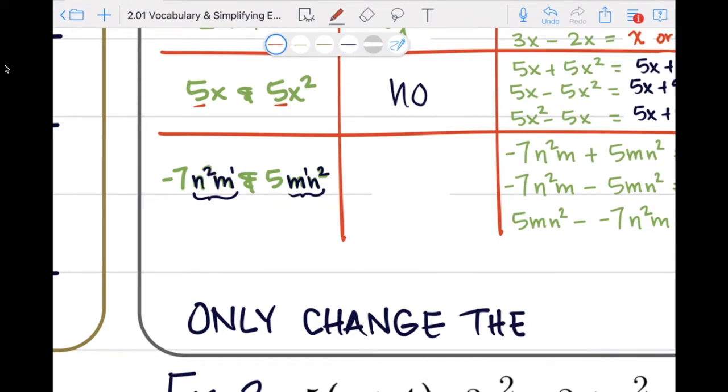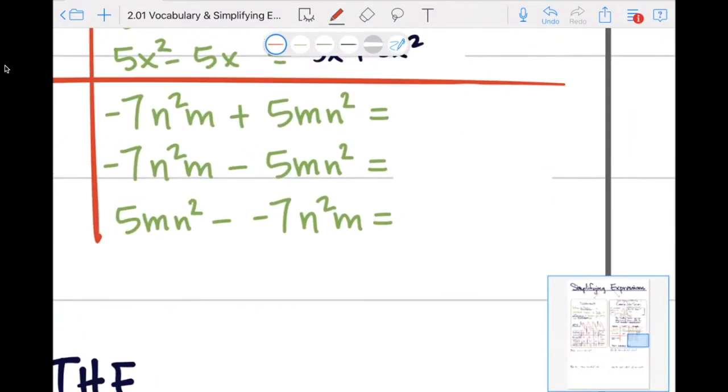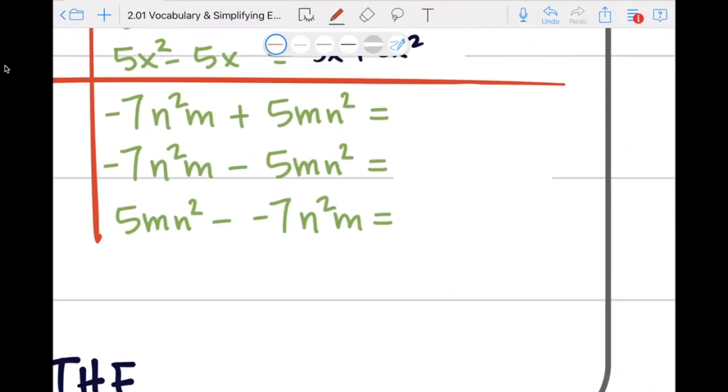So are these like terms? Yes, they are. So let's combine them. So negative 7n squared m plus 5m squared mn squared is going to give us a negative 2mn squared. I'll put it in alphabetical order.